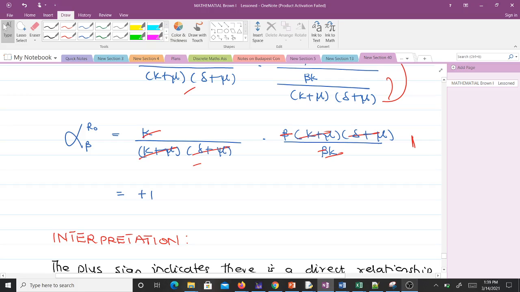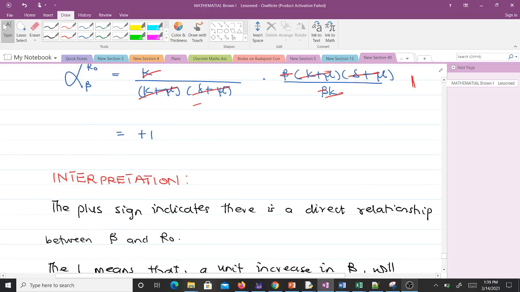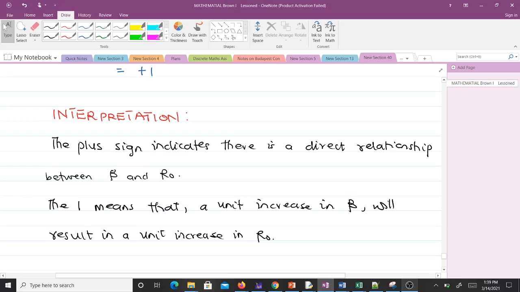So now let us interpret this result. The plus sign indicates that there is a direct relationship between beta and R naught. If it was a negative sign, then there would be an inverse relationship between them. And the value 1 means that a unit increase in beta will result in a unit increase in R naught. So a 100% increase in beta will result in a 100% increase in what? R naught. So that's how we compute the sensitivity index, and when you get your value, this is how we interpret it.